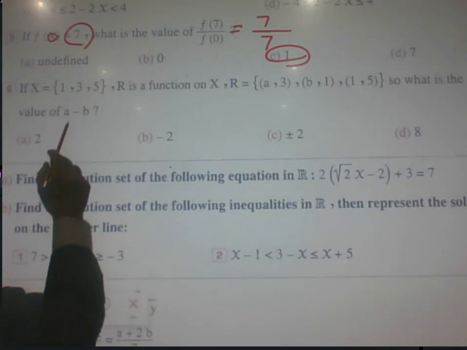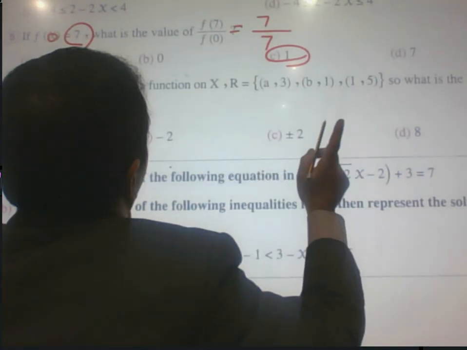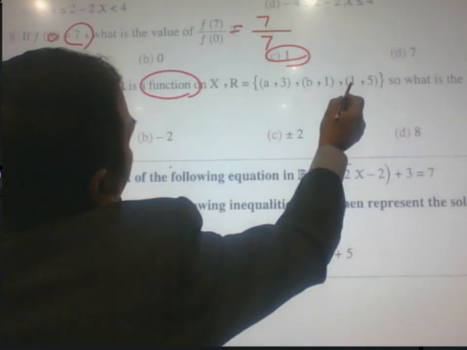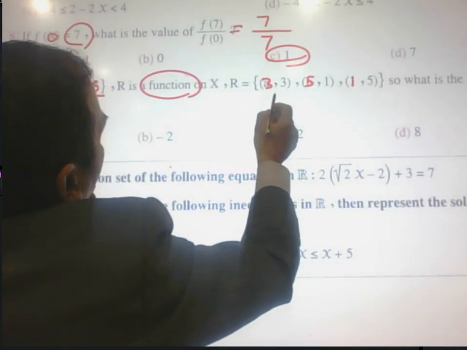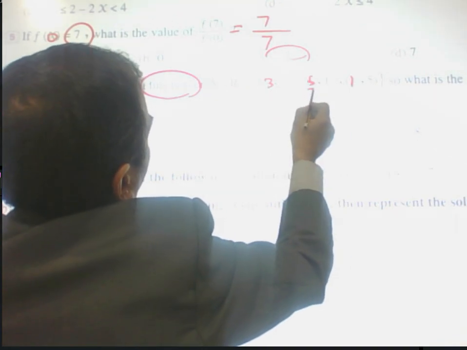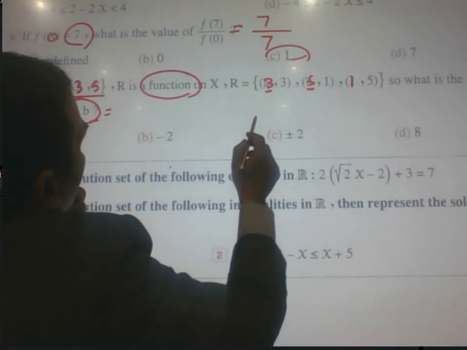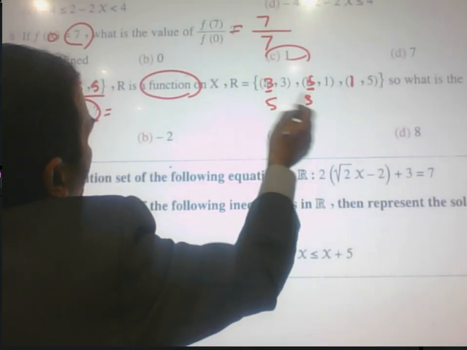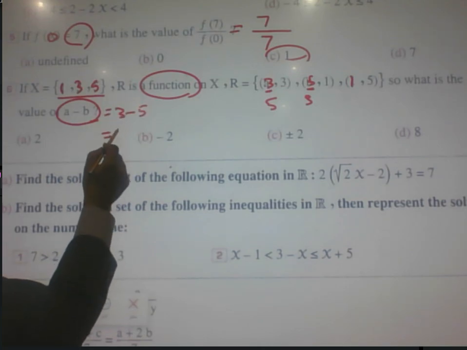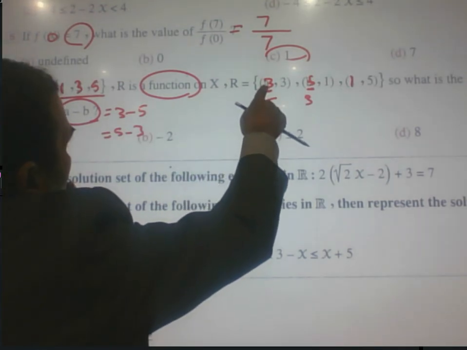Next question. If x equals 1, 3, 5, and R is a relation that is a function, we have 1 and 3 and 5. Then we have here 1 and 5 and 3, or we can write 3, 5, and 1. Understood? Then you want to find A minus B. We have two solutions, either 5 and 3, or 3 and 5. Then A minus B will be 3 minus 5, or also 5 minus 3. So we have two solutions because the value of A may be 3 or 5.